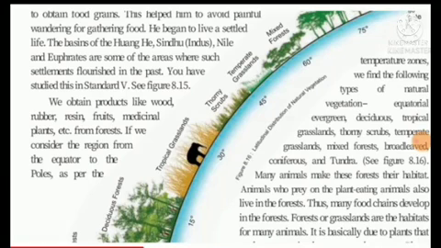Now, many animals make these forests their habitat. Habitat means their house. Animals who prey on the plant-eating animals also live in the forest. Animals who prey means those who live on the plant-eating animals. Thus, many food chains develop in the forest. Forests or grasslands are the habitats for many animals.